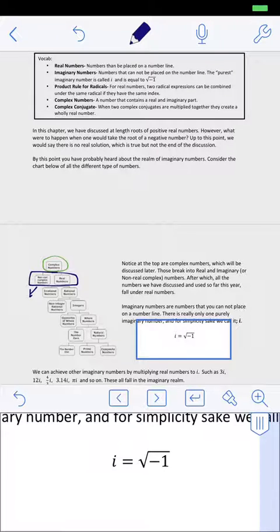There is no way to write the square root of -1 on a number line. It doesn't exist in the real world. On our real number line, you cannot find the square root of -1. It just doesn't make sense, right? How can you square something and have it be a negative number? That doesn't make any sense. Yet at the same time, the square root of -1 has to exist.